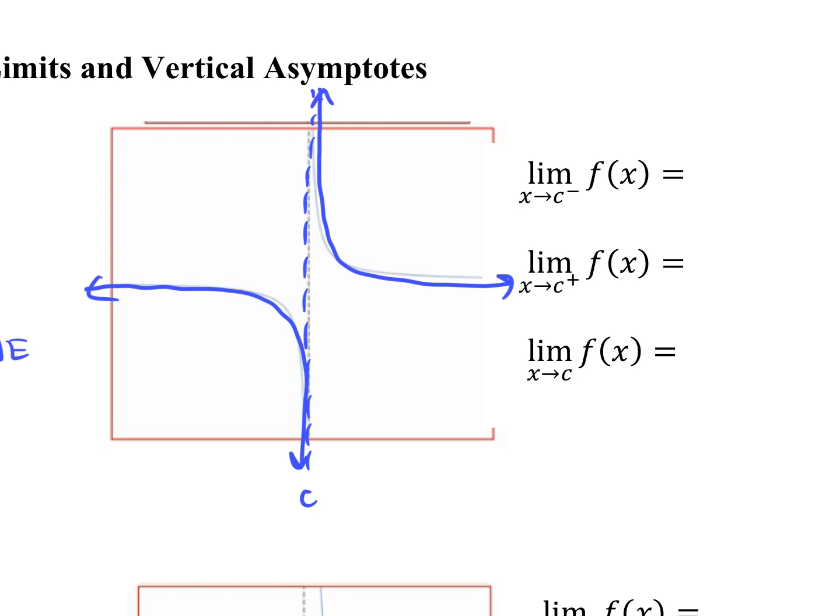What happens as x approaches c from the negative side on this one? Negative infinity or does not exist. How about from the right-hand side? Infinity or does not exist. From both sides? Definitely doesn't exist.